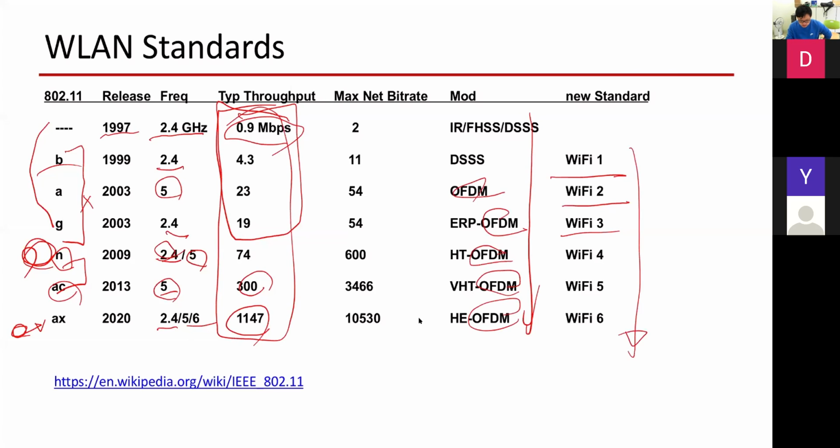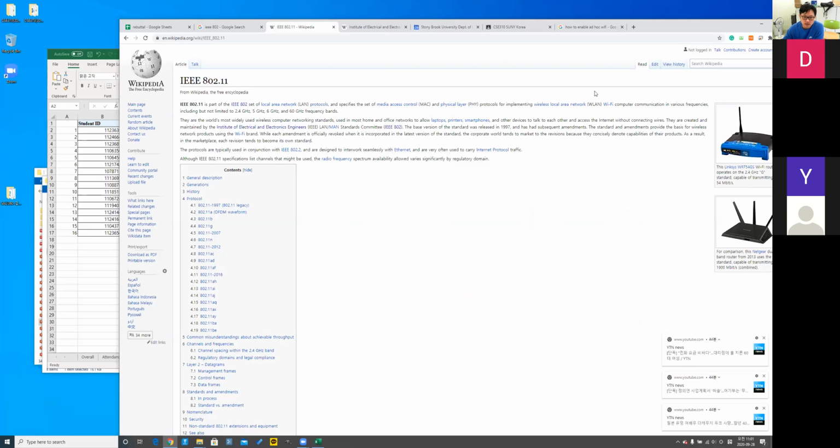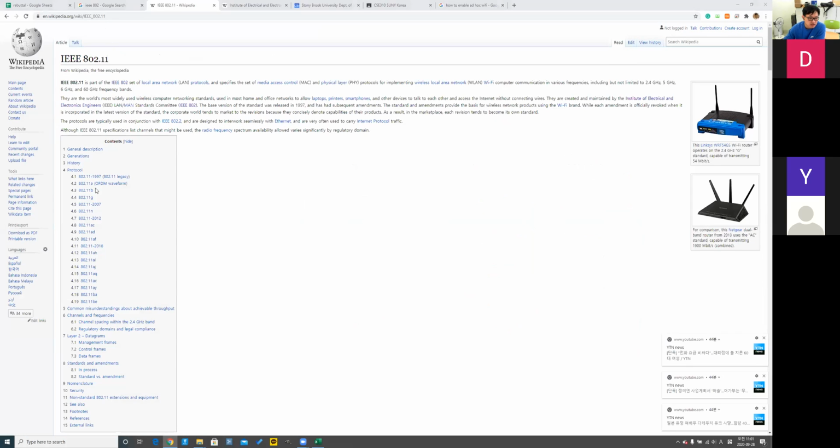Then there are many more standards. 802.11 is not just AX, there are many more. They are candidates, and among them will be our future. In 802.11, there are not just a, b, g, n: there's AC, AD, AF, AH, AJ, all the way to BE. Everything has its own character.